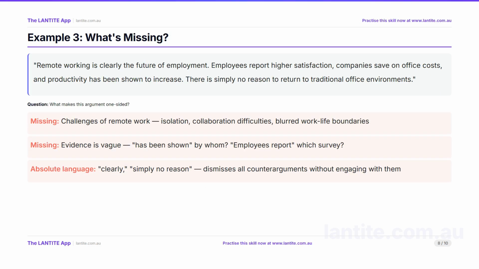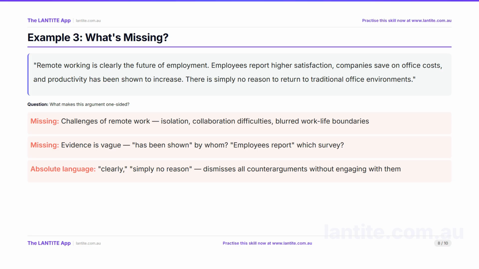Let us spot a one-sided argument. The passage claims remote working is clearly the future, citing higher satisfaction, cost savings, and increased productivity. Then it says there is simply no reason to return to offices. What is missing? First, the challenges of remote work are completely ignored. Isolation, difficulties with collaboration, blurred work-life boundaries. These are well-documented concerns, and the author pretends they do not exist.